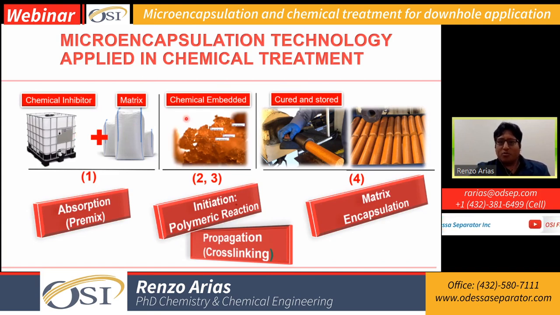The second step is the most important, because we're going to generate a chemical reaction. That chemical reaction is going to produce a polymer. The polymer needs to grow in three different directions, like in a 3D network. So the higher the interaction of the chemical is, the higher the capacity you're going to have to encapsulate your chemical. And that property is related to the cross-linking that we're going to explain in the next slide.